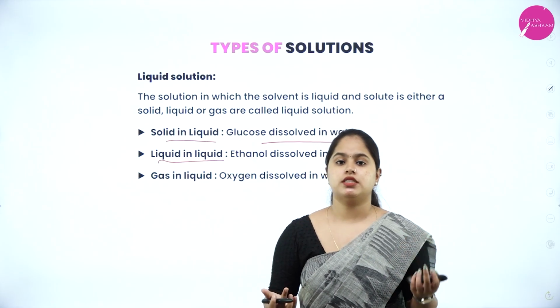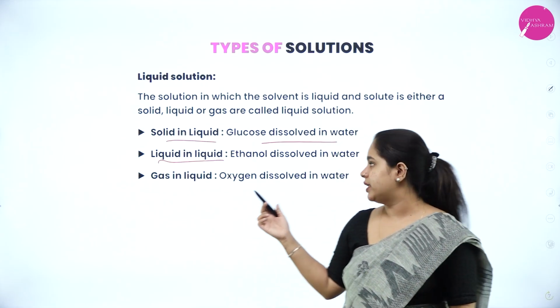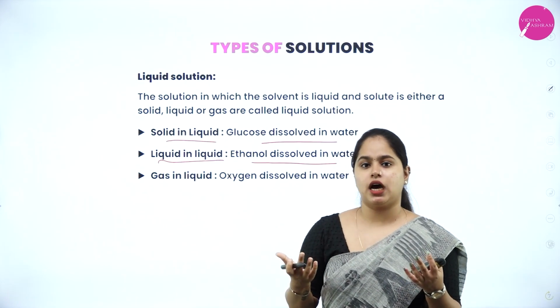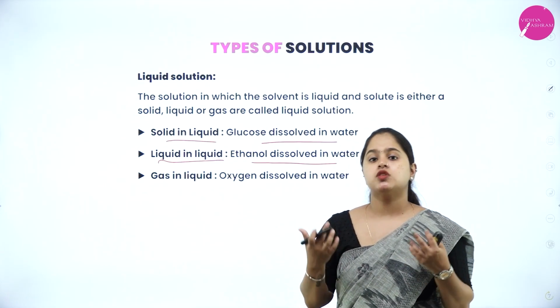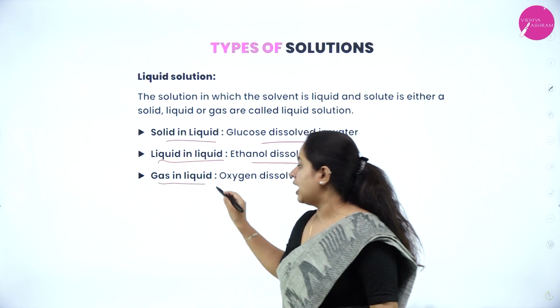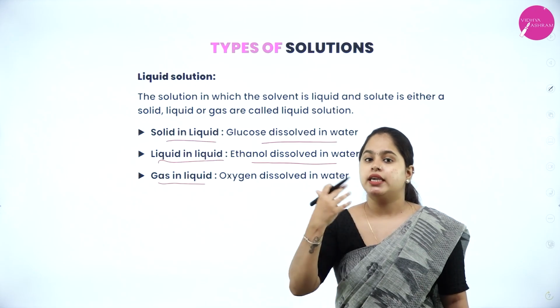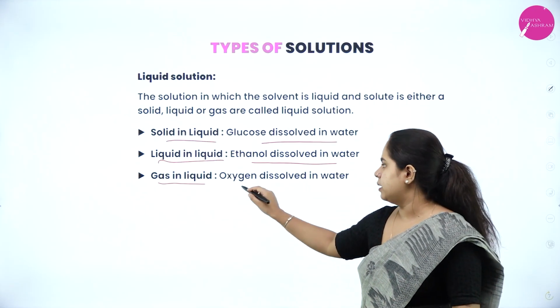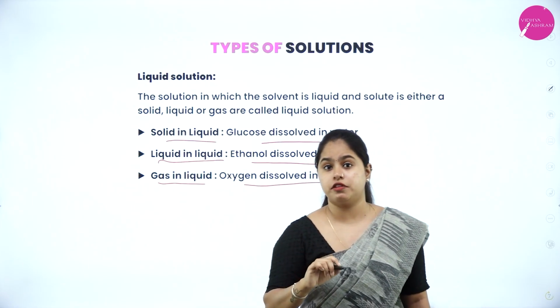Now liquid in liquid solutions, right? Now both the solute and solvent are liquids. So an example for it is ethanol dissolved in water. Both of these are present in liquid states, so such solutions are called liquid in liquid solutions. Now the third one is gas in liquid solution. Gas is the solute and liquid is the solvent. An example for it is oxygen dissolved in water.